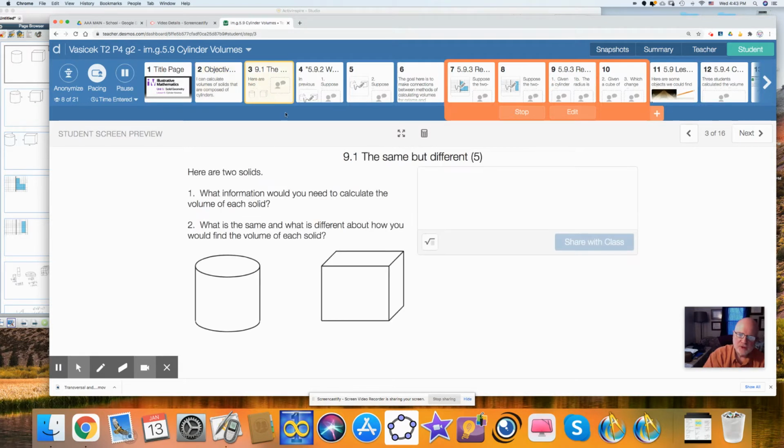So we start off with two objects, two solids. One is a cylinder and one is a right rectangular prism. What information would you need to calculate the volume of each? And what is the same or different about how you would find each one of them?